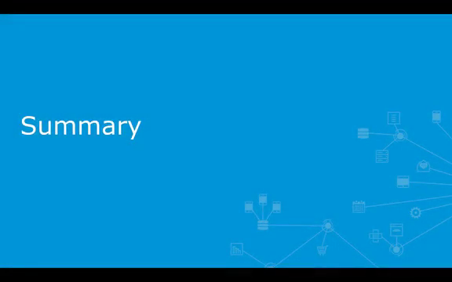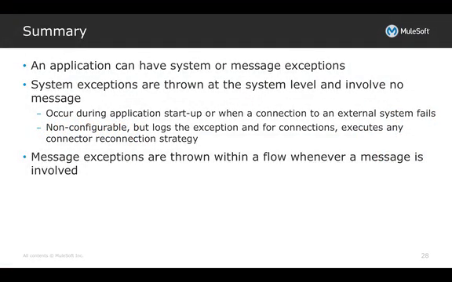Let's summarize what we've learned in this module. In this module, we talked a lot about exceptions, both system and message exceptions. We learned that system exceptions are thrown at the system level and don't involve a message moving through. They can occur on application startup or when a connection to an external system fails.